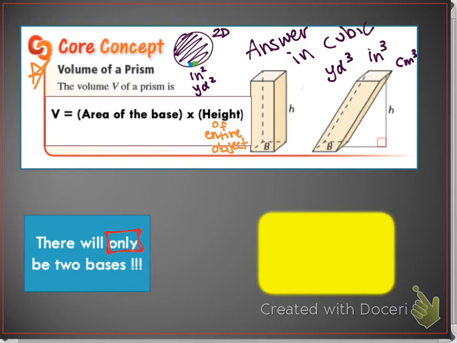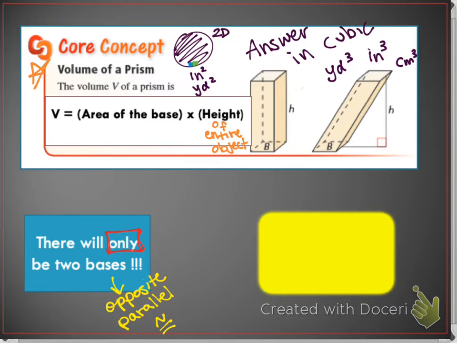So two bases, they will be across from each other. Or you could say opposite if you want to say opposite, or if you want to say across, it doesn't matter. They're going to be opposite, they're going to be parallel, and they're going to be congruent. Okay, so opposite, parallel, and congruent.